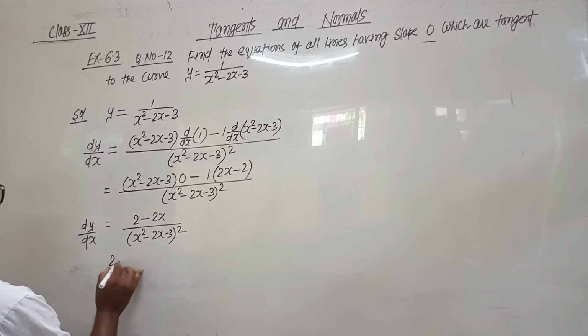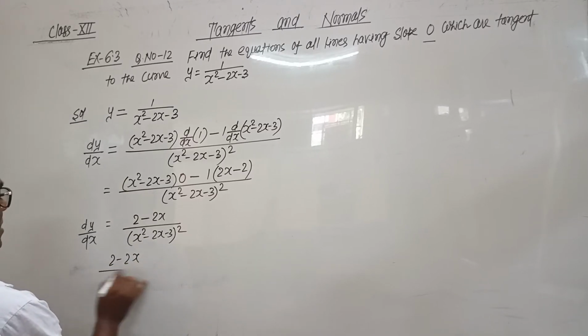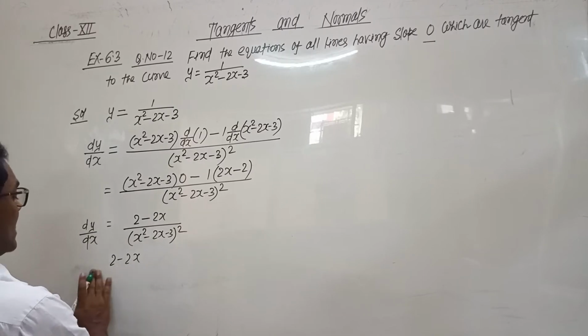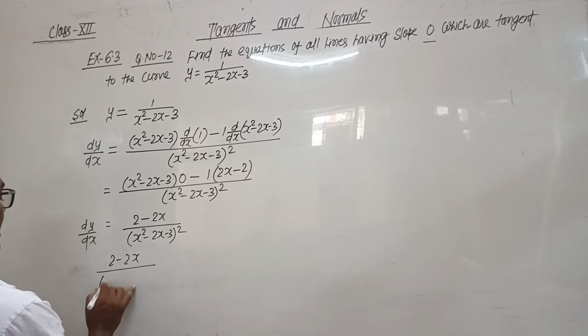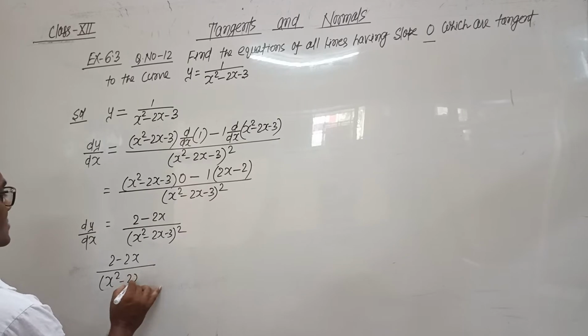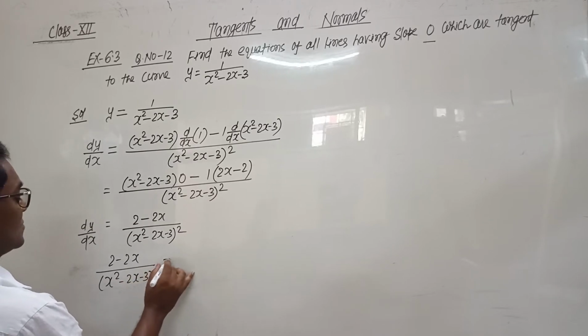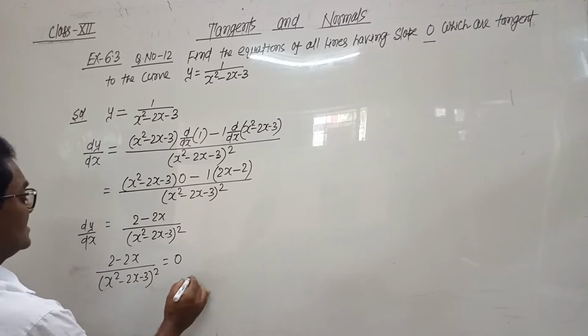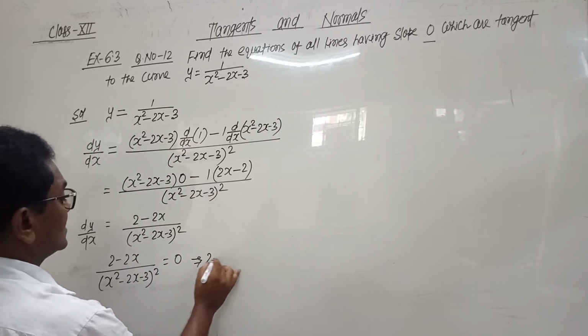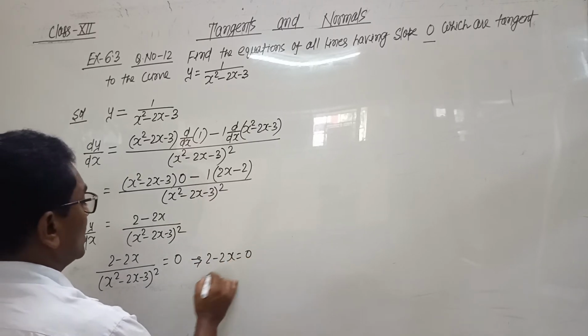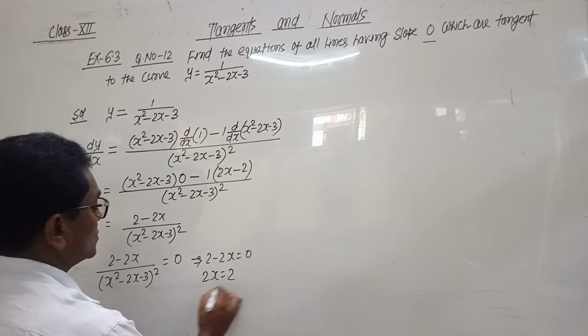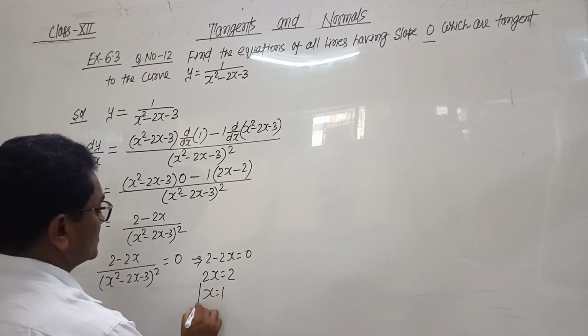So 2 minus 2x upon x square minus 2x minus 3 the whole square equals to 0, and this implies 2 minus 2x equals to 0 and 2x equals to 2 and the value of x comes to be 1.